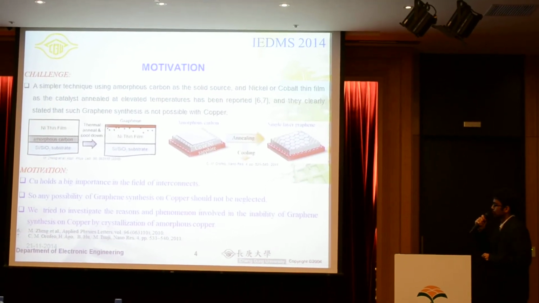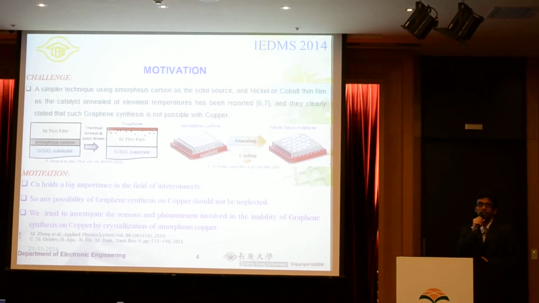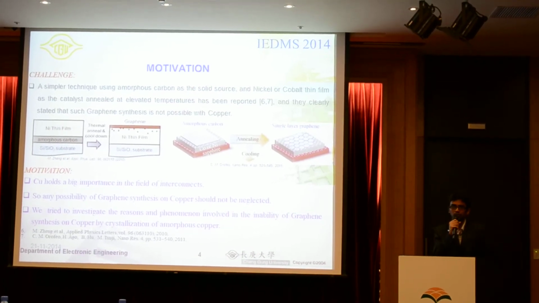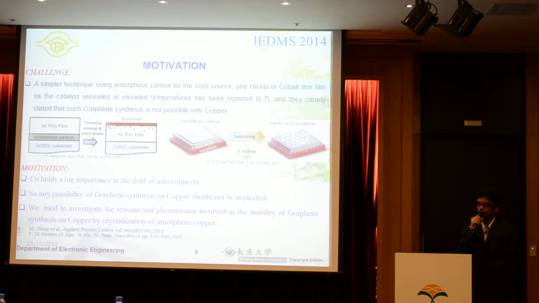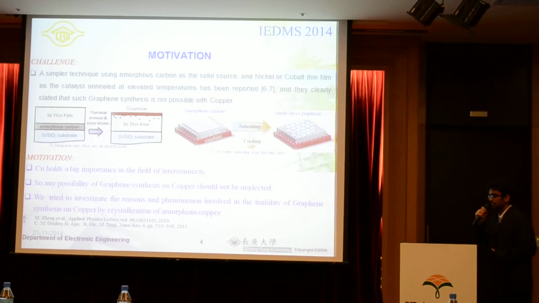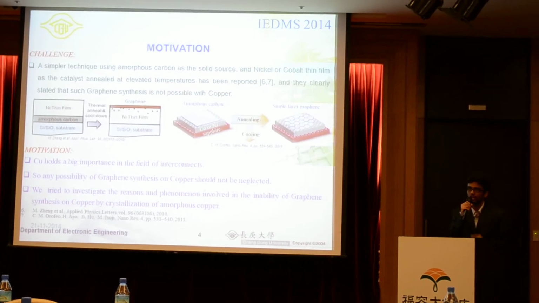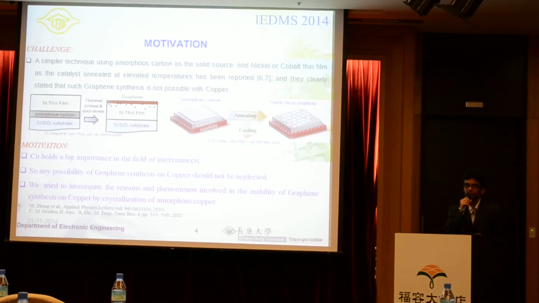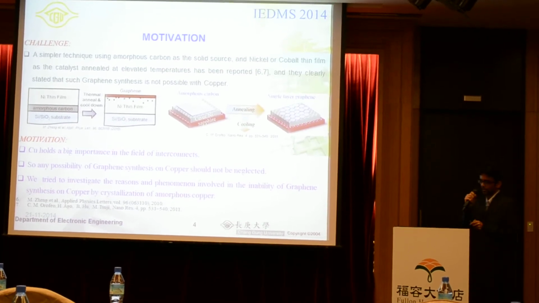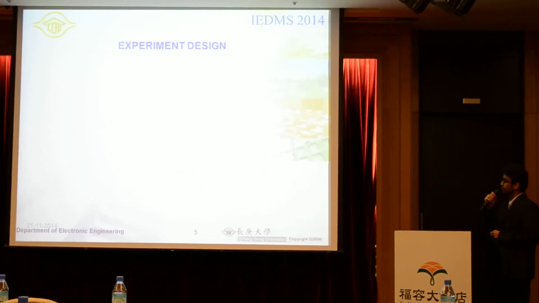What motivated us is that copper is a very important material in the field of interconnects, and we cannot neglect any possibility of graphene formation on copper. So we have to take care about that, and we also try to investigate the reasons and the phenomena why this particular method is not feasible when it comes to copper, and if it is possible, then how. So I'll introduce the experiment design.